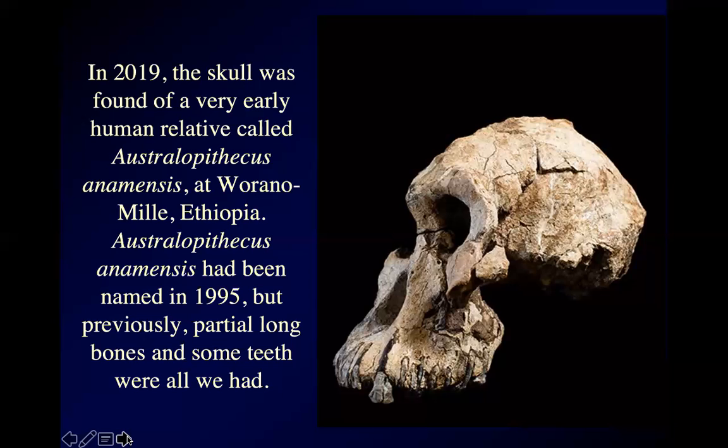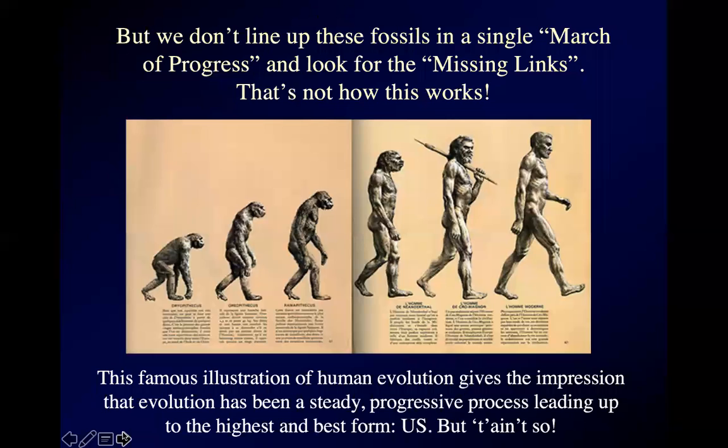In 2019 it was announced that they found a virtually complete skull. Now, there's still more that we don't know. We don't know about the lower jaw or the spine or things like that, but we can make hypotheses as to what the entire critter looked like and then test those with future discoveries. It's all about the hypothesis testing. What we do not do is line these fossils up in a single march of progress.